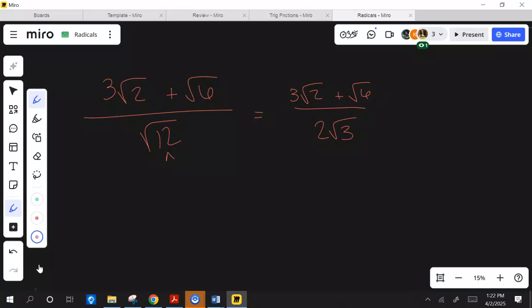You could. It's not that it's wrong if you do that, but what's going to happen is you're going to have more to simplify up top. You'll have a little bit further to go with your simplification.